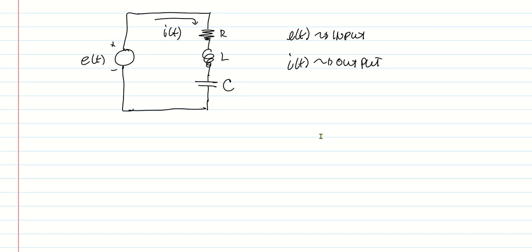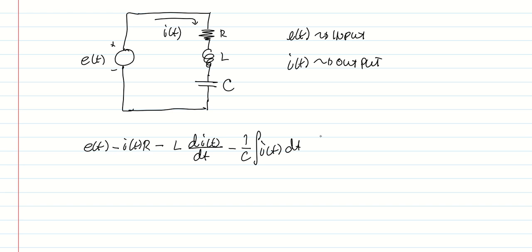So using Kirchhoff's voltage law, KVL, we have e of t, minus the voltage across the resistor, I times R, minus the voltage across the inductor, that is L di dt, and lastly, the voltage across the capacitor, that is 1 over C the integral of I dt. And this is equal to 0. Then assuming no initial conditions, we start at t equals 0, the inductor is uncharged and also the capacitor is uncharged.